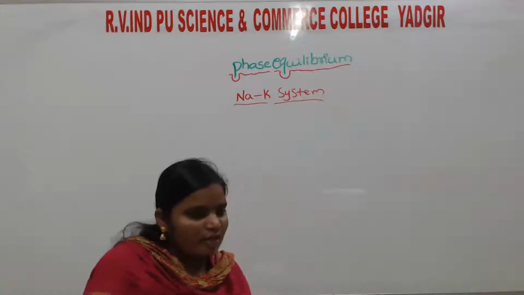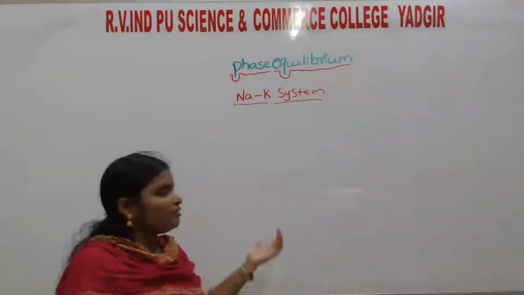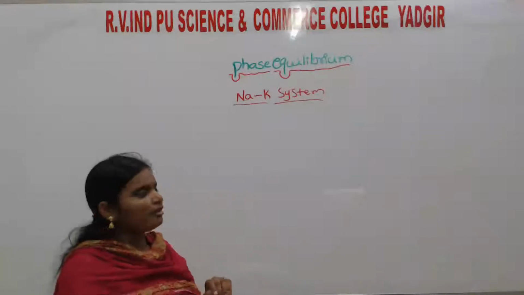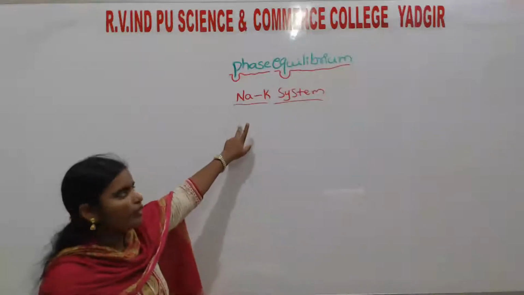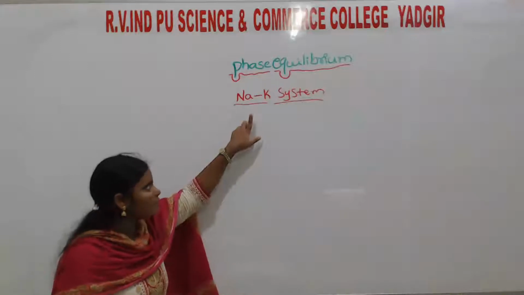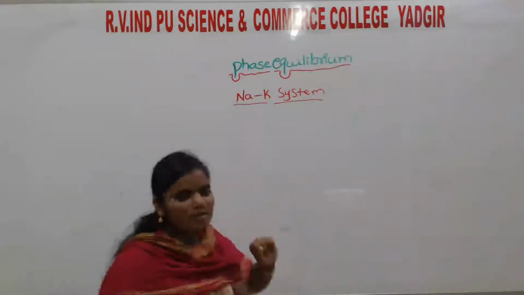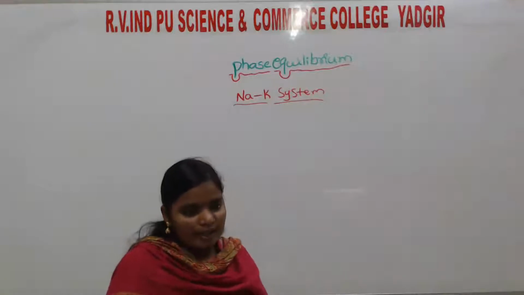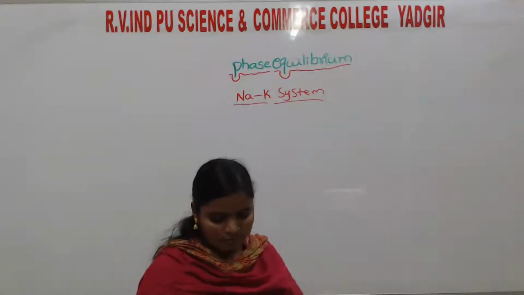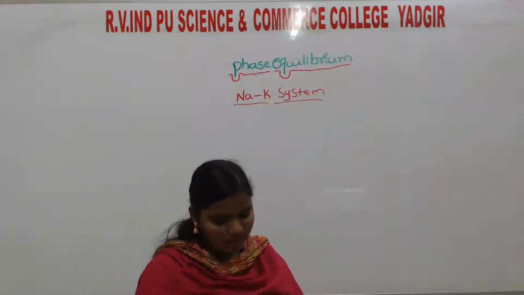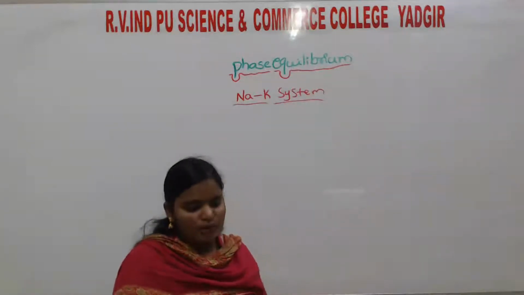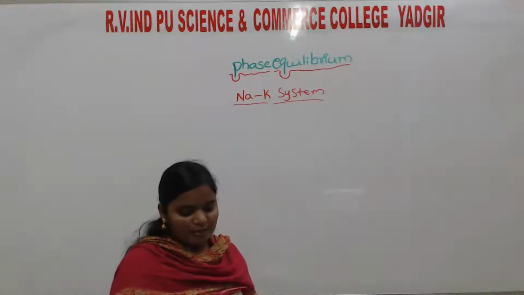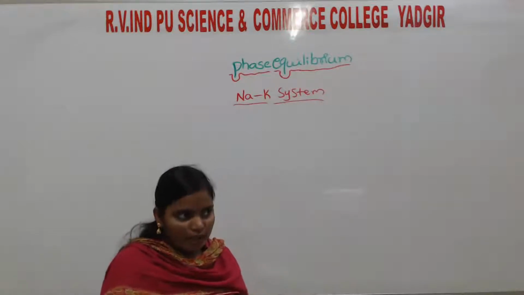In the last class, the ferric chloride and water system underwent a congruent melting point. This, the sodium and potassium system, is an example of an incongruent melting point. Here, a system or a compound is said to possess an incongruent melting point.